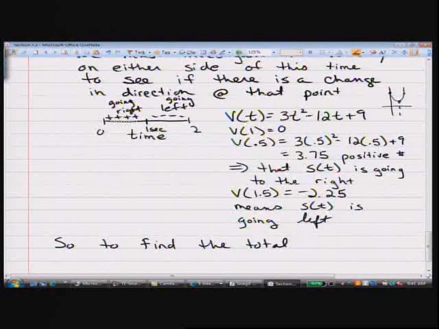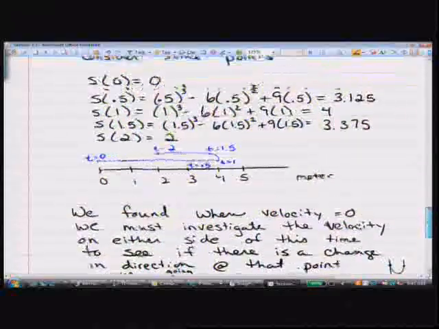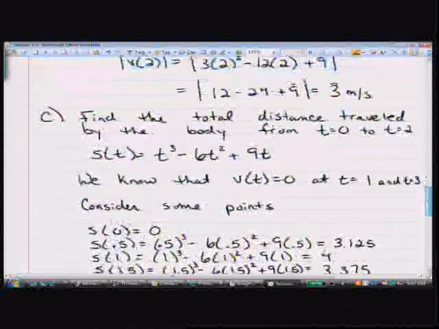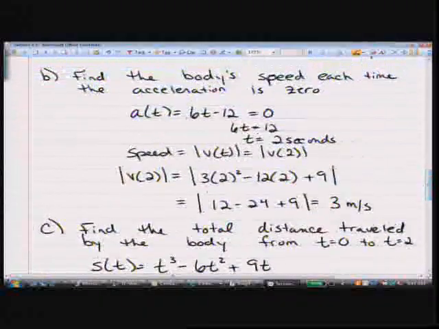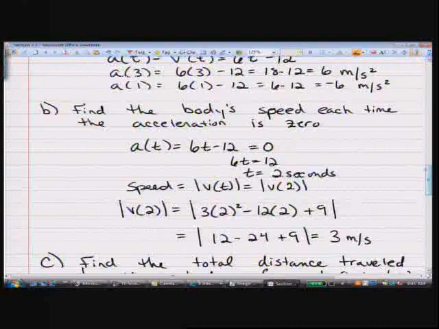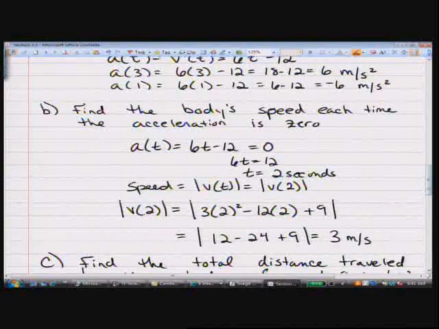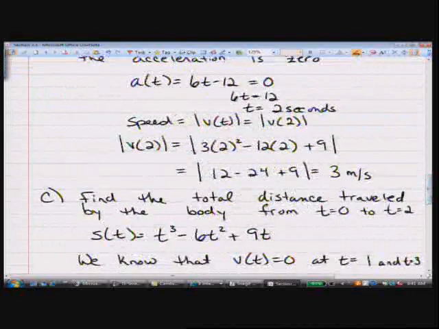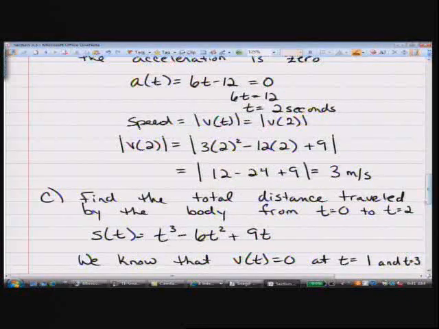Is that right? I'm just really getting myself confused, because it does seem like over this interval, its fastest time will be at 2 seconds. What is v at 2? 12 minus 24 plus 9. We did that already, didn't we? Up here, did we find? Yeah, we did show that at 2 seconds, it was 3 meters per second. V of 2 was 3 meters per second.